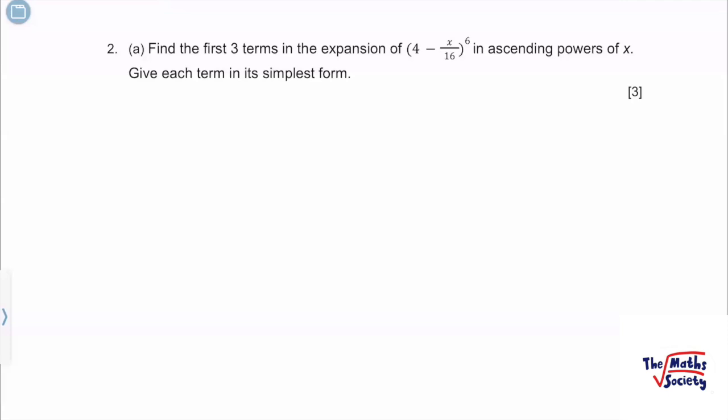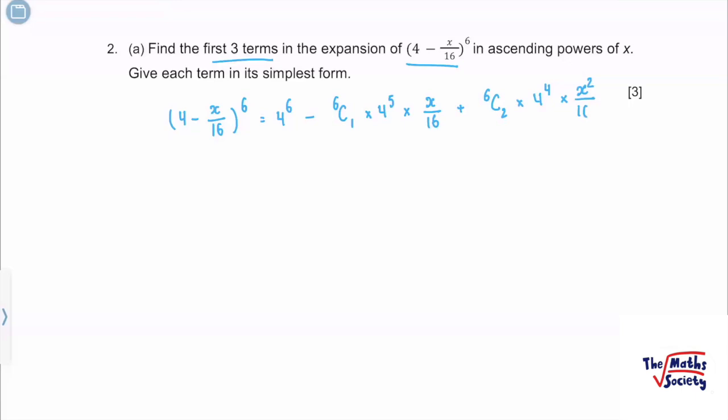Okay, so now we'll continue with number 2. It says to find the first three terms as well, and then give each term in the simplest form. So we're going to find the first three terms of (4 minus x over 16) to the power 6. So that's going to be 4 to the power 6, because it's minus, 6c1 multiplied by 4 to the power 5 multiplied by x over 16. It's going to be plus 6c2 multiplied by 4 to the power 4 multiplied by x squared over 16 squared.